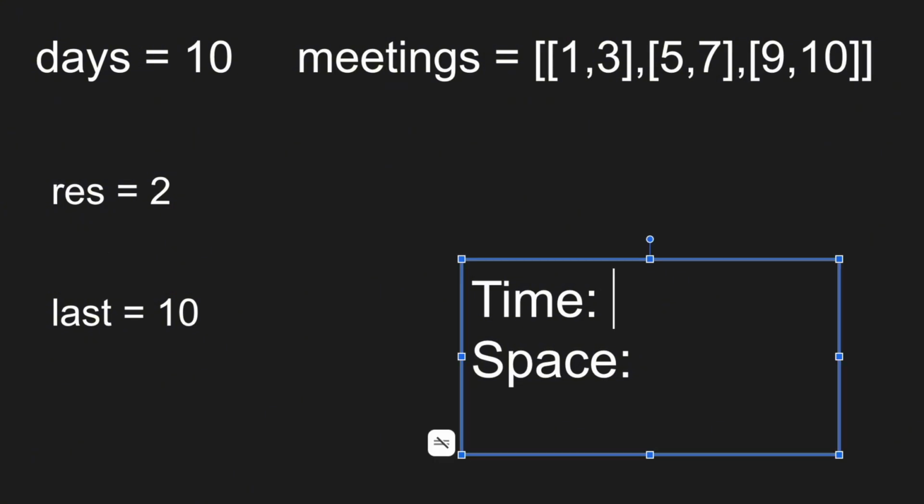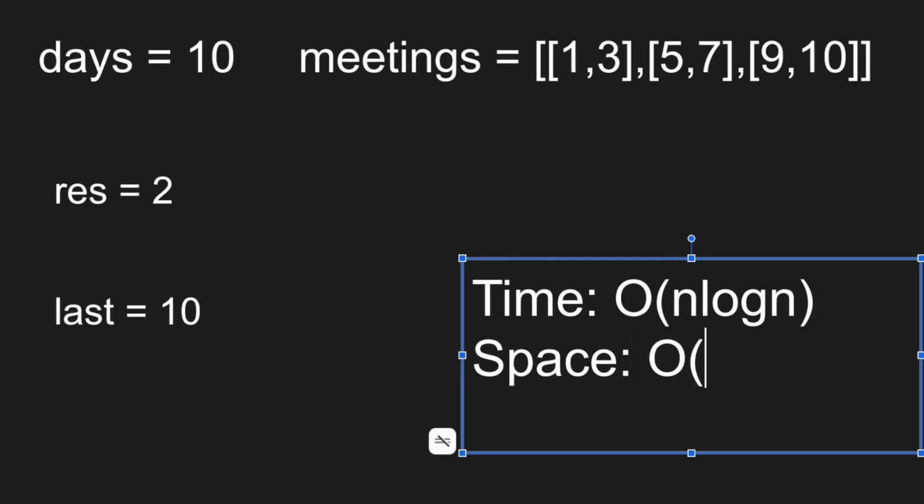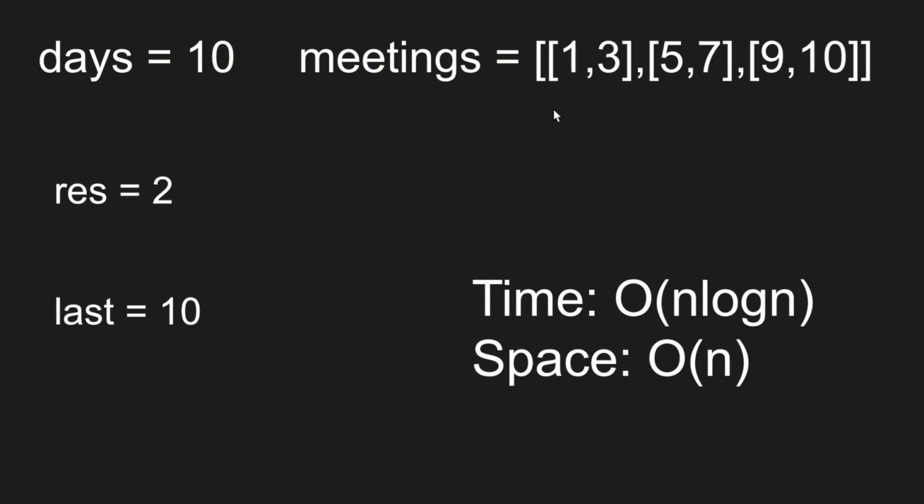So the time complexity would be O of n log n, because we need to sort the meetings array, and that's what the sorting time would take. And the space complexity would be O of n, because it would take n space to sort the meetings array in Python. So now let's get to the coding part.